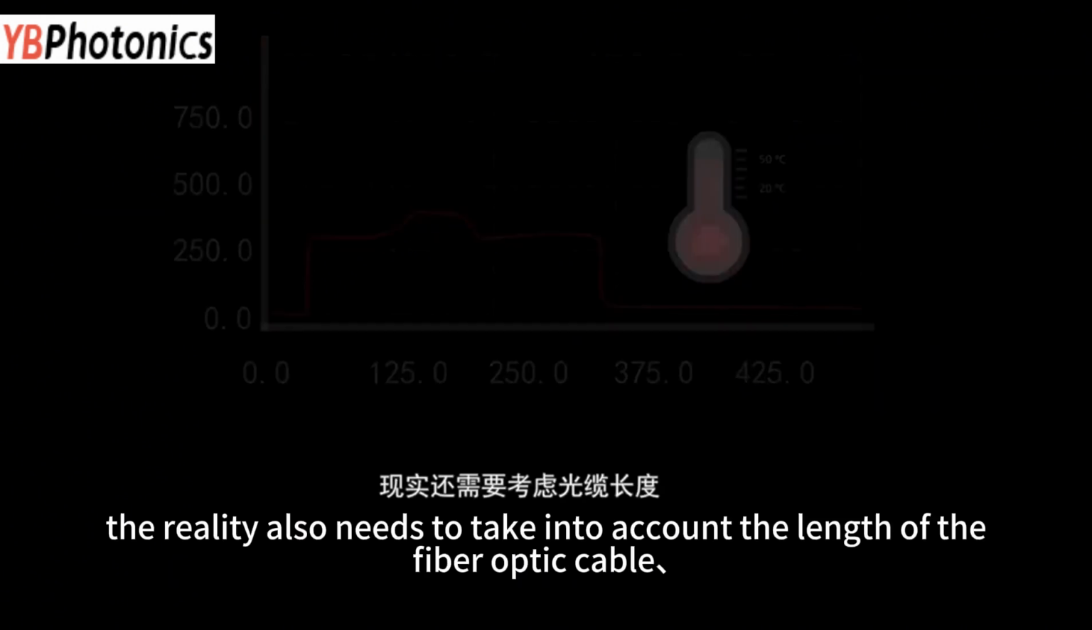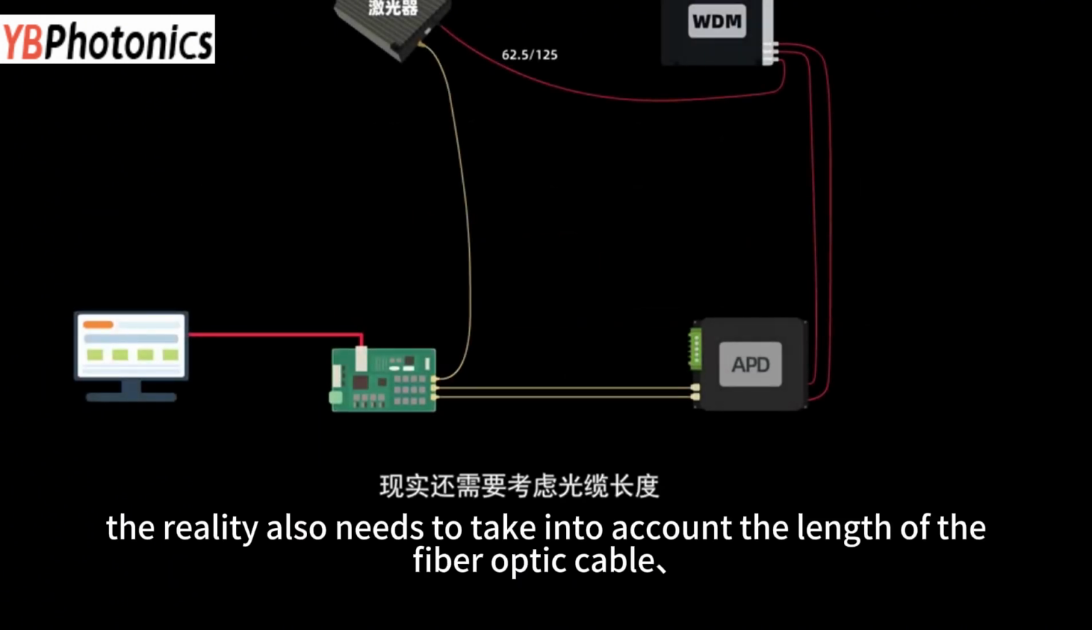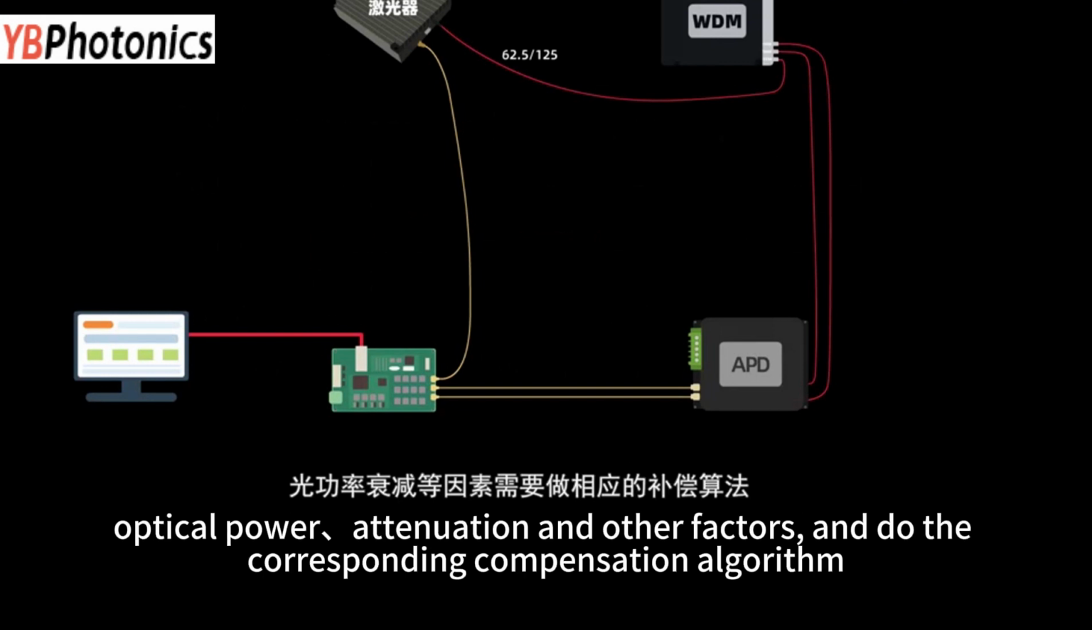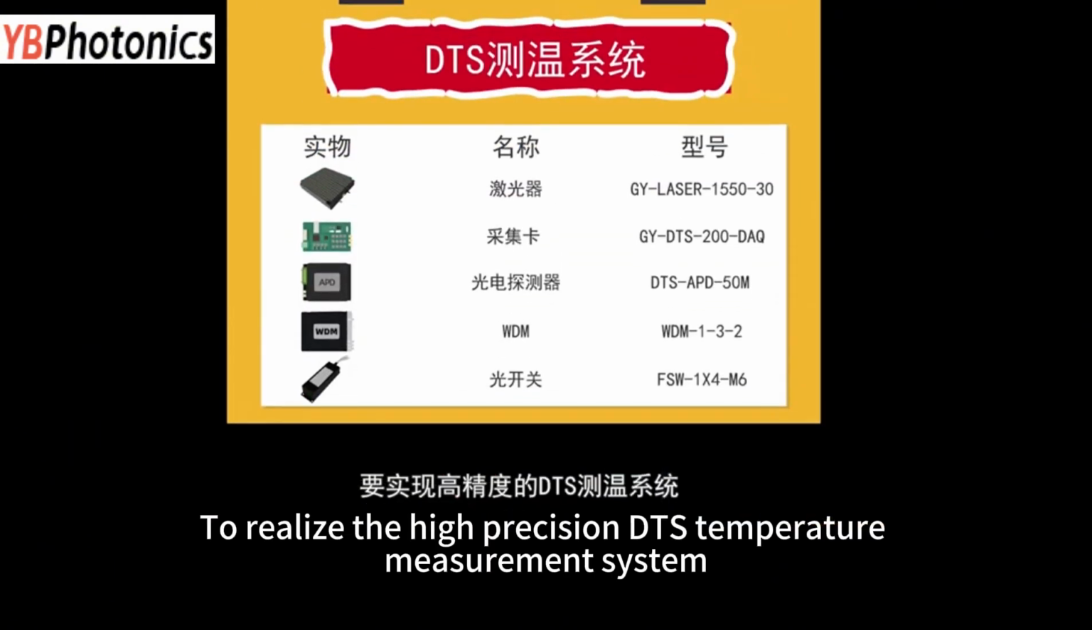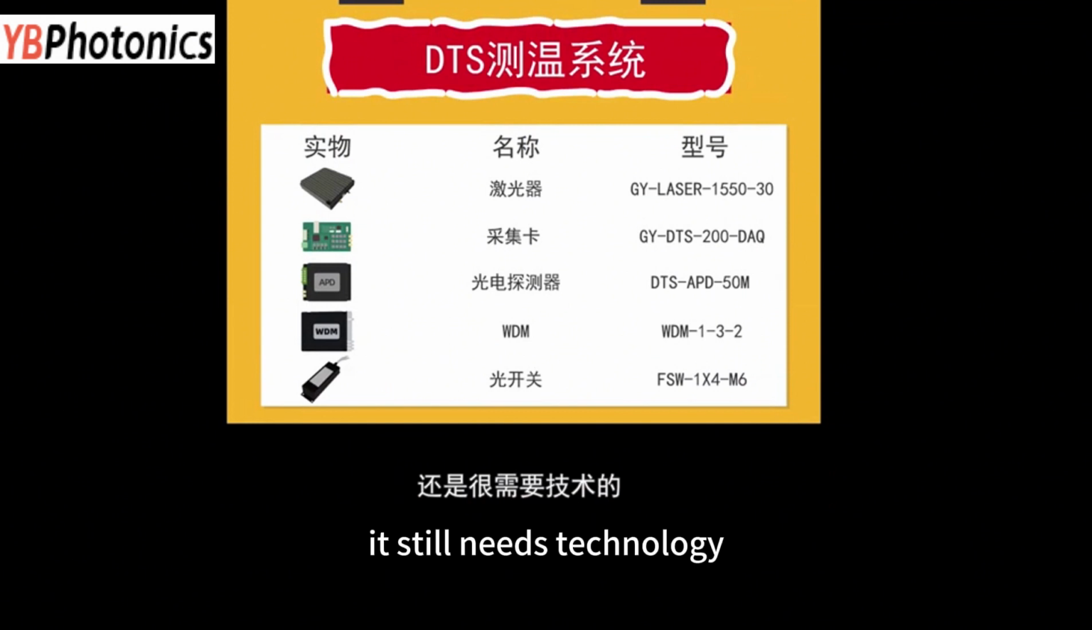Of course, the reality also needs to take into account the length of the fiber optic cable, optical power, attenuation and other factors, and do the corresponding compensation algorithm. To realize the high-precision DTS temperature measurement system, it still needs technology.